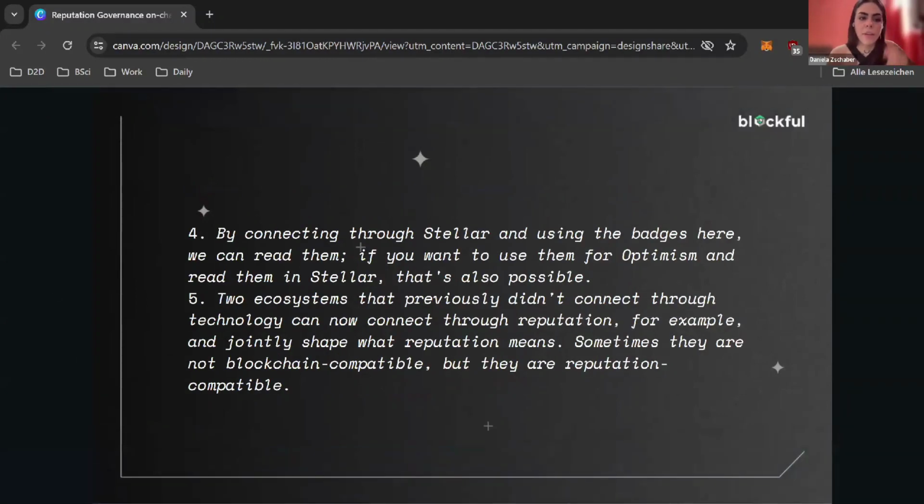By connecting through Stellar and using the badges here, we can read them. If you want to use them for Optimism and read them in Stellar, that's also possible, as I said. And I will mention this again: ecosystems that previously didn't connect through technology can now connect through reputation, for example, and jointly shape what reputation means. Sometimes they are not blockchain compatible, but they are reputation compatible. This is a very, very interesting way.